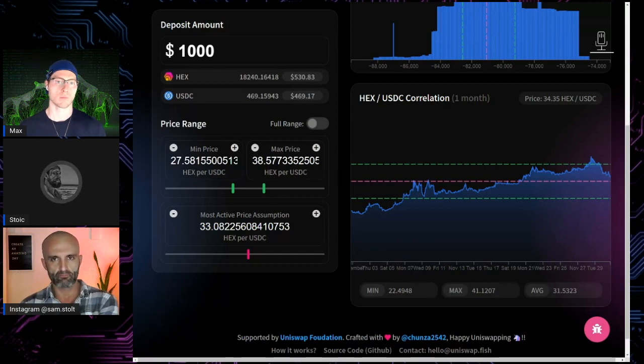But if you recognize that you're selling the asset in the range or buying the asset in the range, then it's not impermanent loss. It's just a DCA strategy where you're going up and down. That's my perspective on it. Sam, what do you think?